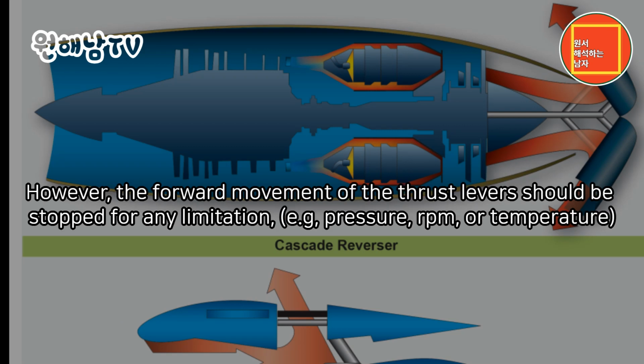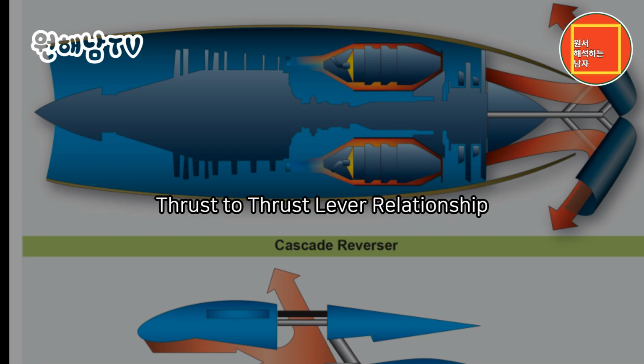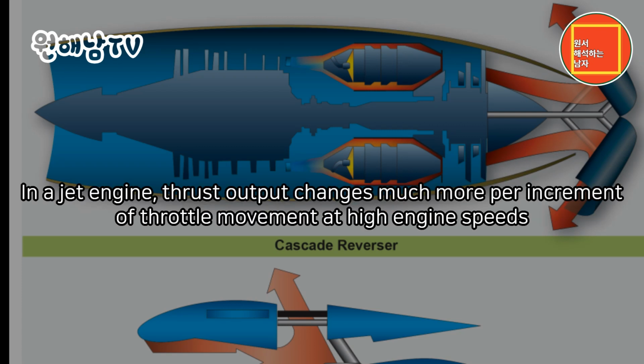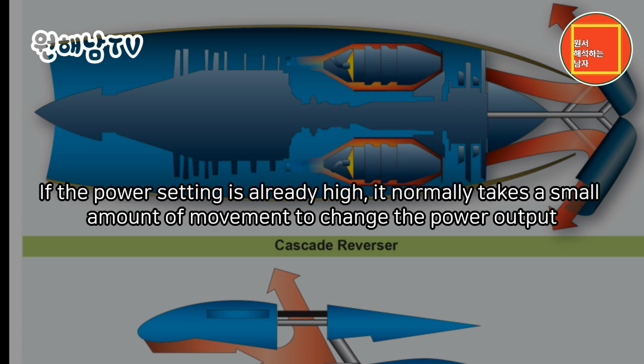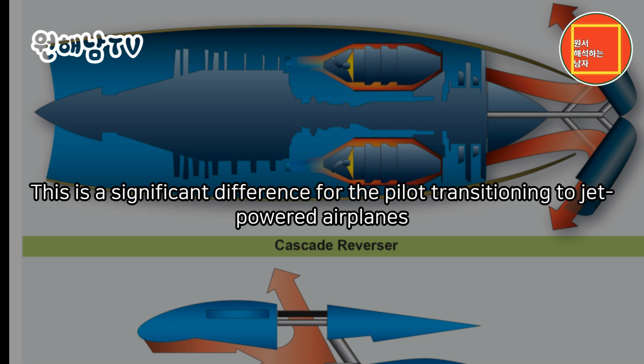However, the forward movement of the thrust levers should be stopped for any limitation, e.g., pressure, RPM, or temperature. Thrust-to-thrust lever relationship. In a jet engine, thrust output changes much more per increment of throttle movement at high engine speeds. If the power setting is already high, it normally takes a small amount of movement to change the power output. This is a significant difference for the pilot transitioning to jet-powered airplanes.